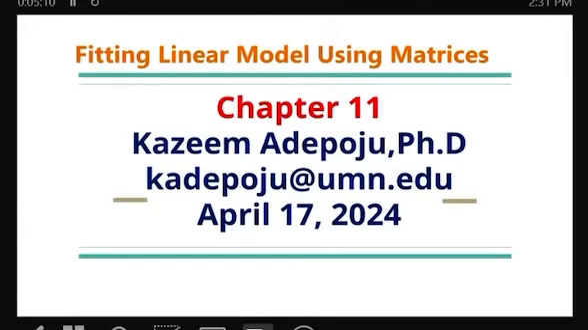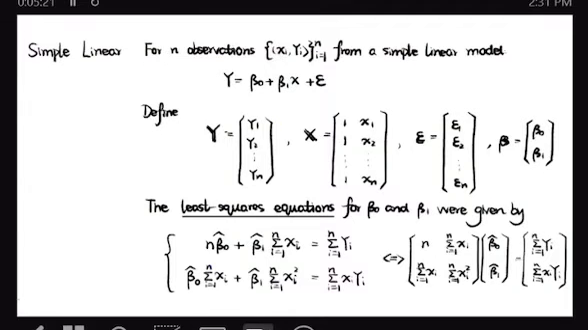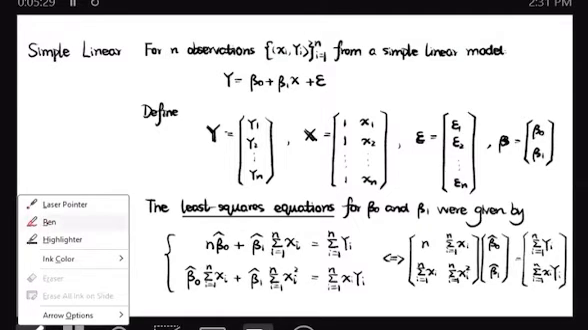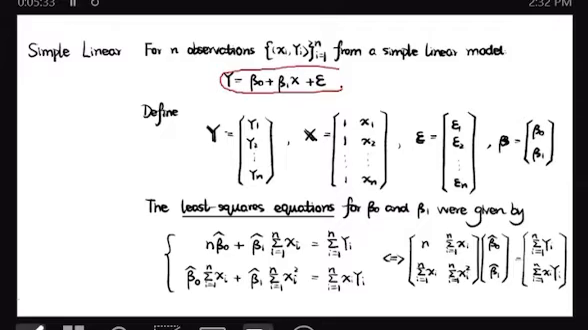So, fitting linear model using matrices. I remember I told you the whole thing is going to start with model specification. This is the model specification. I'm assuming we have 2 variables, so this is simple linear regression. Y is the dependent variable that we also call the response, and X is the explanatory variable that we call the predictor. And of course, E is the error, and beta naught and beta 1 are the regression coefficients.